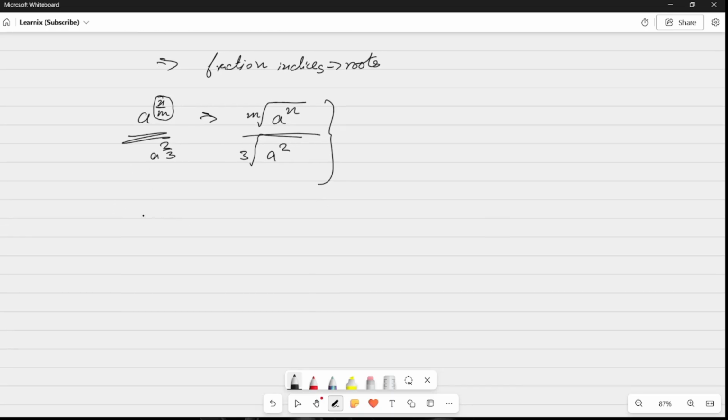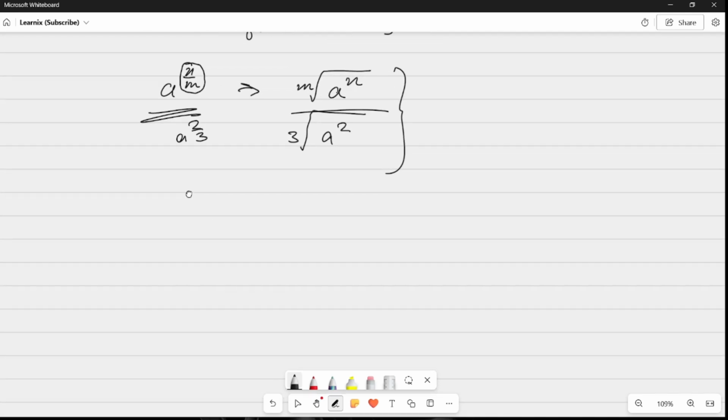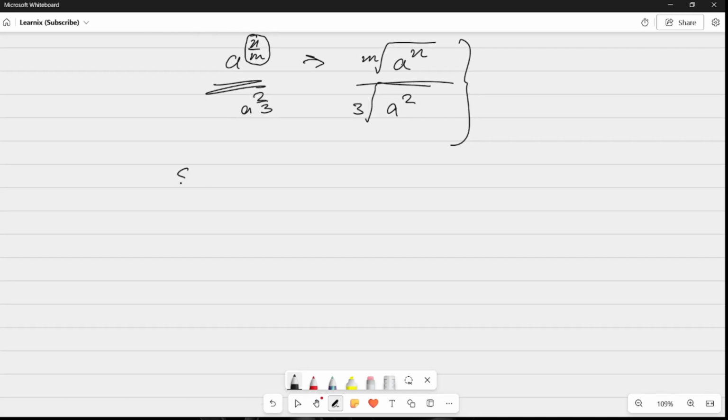Let's try to translate this into some real life examples. Okay, let me zoom in for you guys. So we have 8 to the power of 2 over 3. So what would this equal? Remember, 3 is the denominator, 2 is the numerator. So we'll have 8 squared, cube root. So what's 8 squared? 8 squared is 64. So what is the cube root of 64? 4.